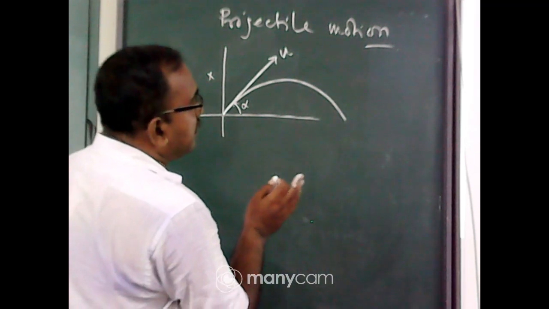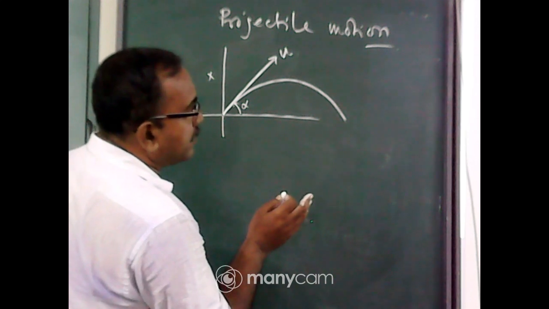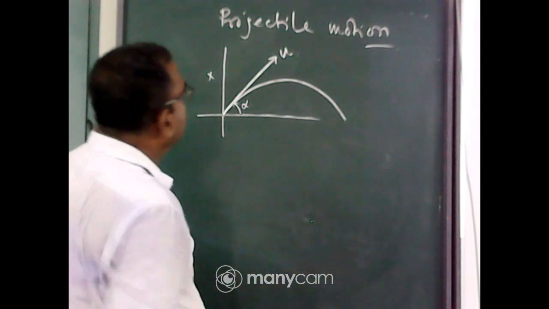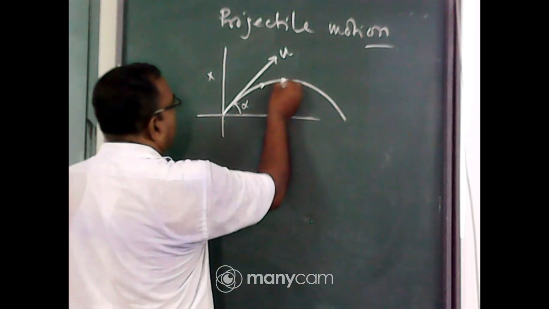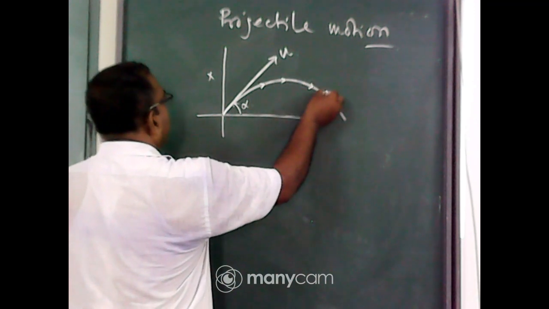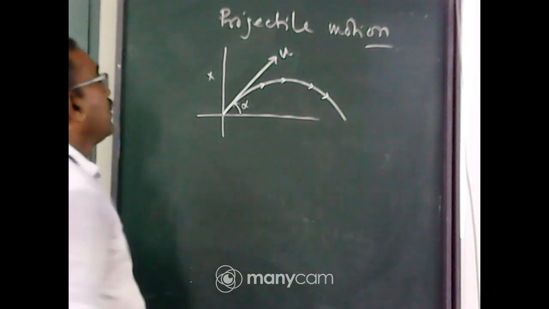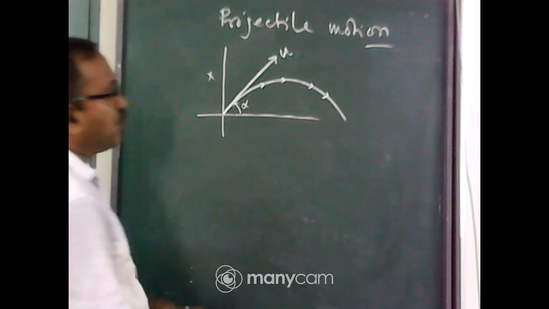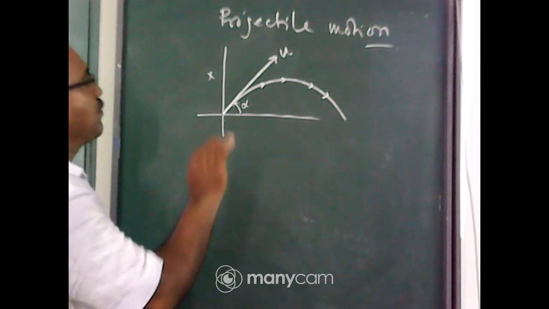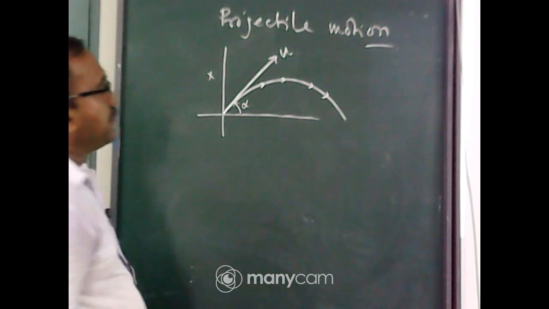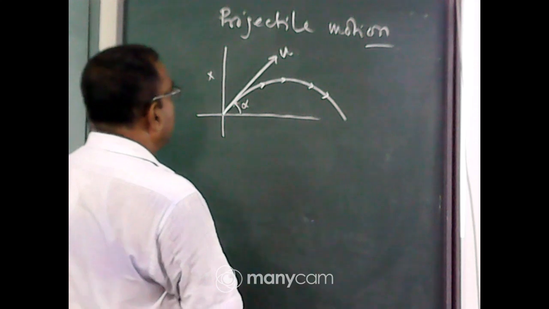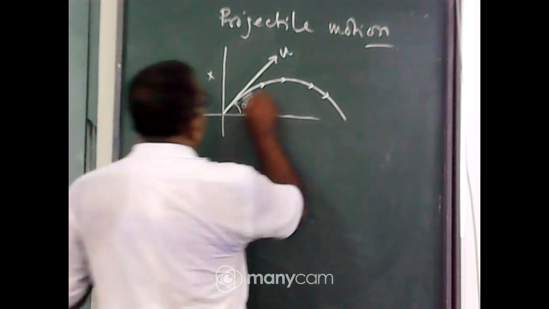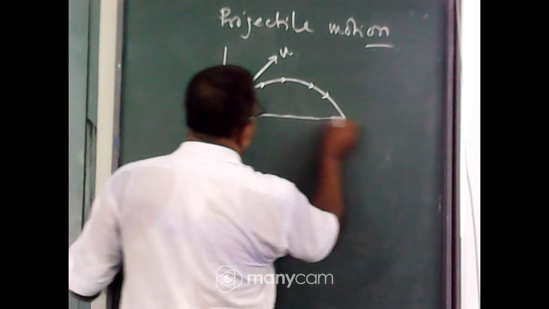You throw the ball at an angle with the horizontal, and you see it. What is this? You see the motion of the ball is this. Okay, not that direction. Due to the gravity, the motion of the ball, motion of the particle, motion of the body is this. That is called the projectile motion. Okay, due to gravity, the motion of this object is this.